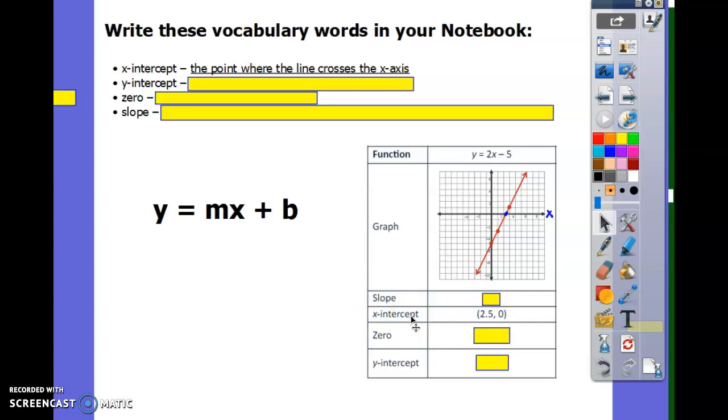Okay, the next one, Y-intercept. I want you to write down the vocabulary word. Y-intercept is the point where the line crosses the y-axis. So it's almost the same thing as the x-intercept, except now it's where it crosses the y-axis. Okay? So make sure you pause the video to write down the vocabulary word before moving on.